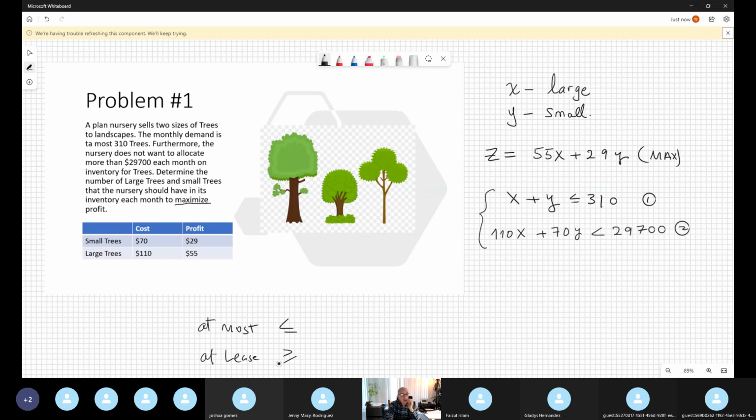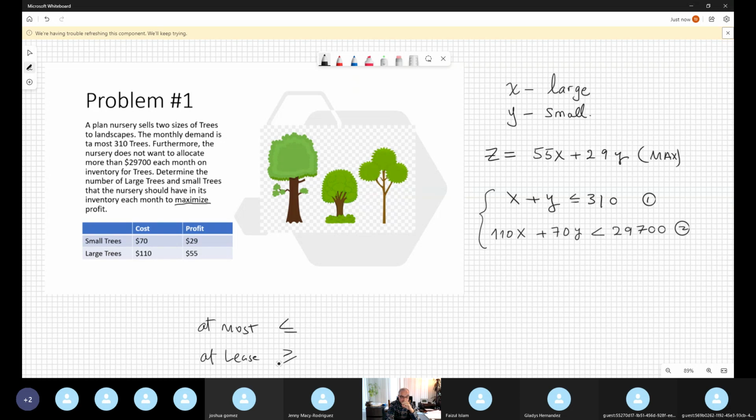Okay, got it. However, we have constraints. That's what happens in real life. We have the total amount, the maximum, at most, that we can store inside the capacity of our business is 310. Okay, 310 includes both small and large. So x plus y is less than or equal to 310. This is my first constraint.